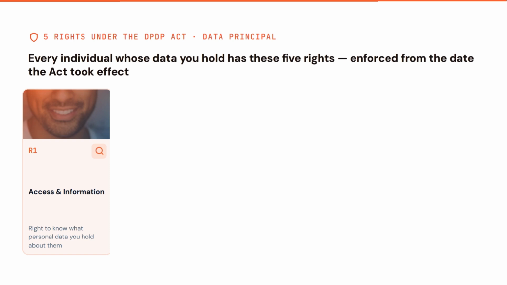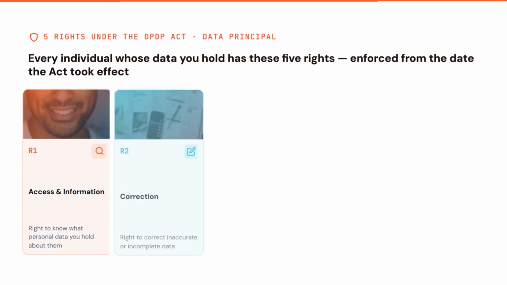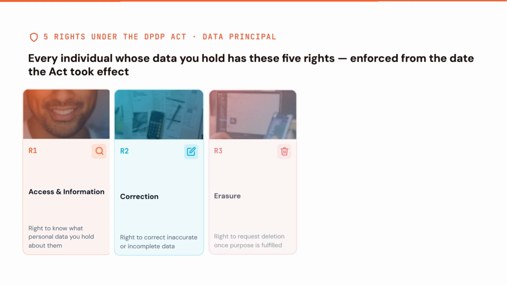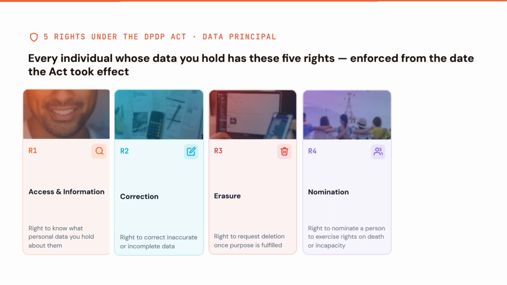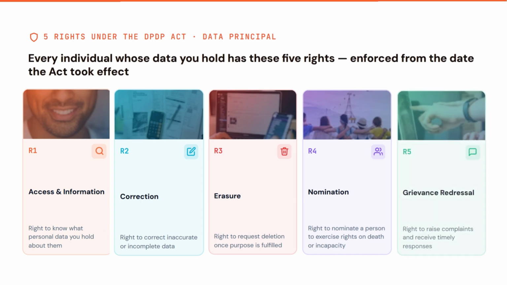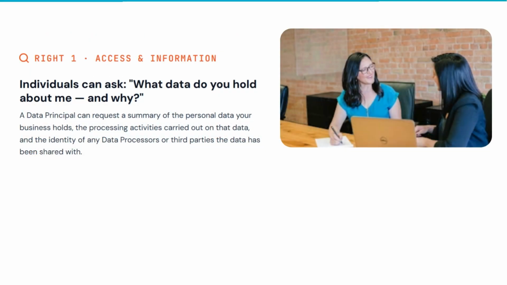Right 1. Access and information. The individual can ask what data you hold about them and why. Right 2. Correction. They can ask you to fix inaccurate or incomplete data. Right 3. Erasure. Once the purpose of collection is done, they can ask you to delete it. Right 4. Nomination. They can nominate someone to exercise their rights in the event of death or incapacity. And right 5. Grievance redressal. They can raise a complaint and must receive a response. 5 rights, all binding.